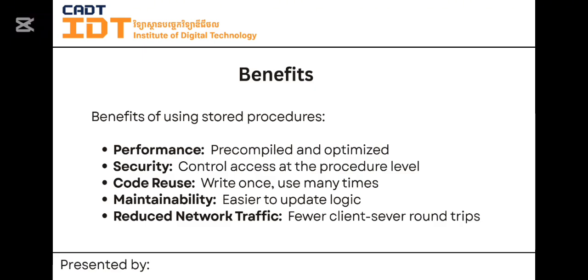Like the first one is performance, it is pre-compiled and automated. Stored procedures run faster because the database prepares them in advance. The database already knows how to run the code, so it does not need to think again every time. We just call it and we can use it.